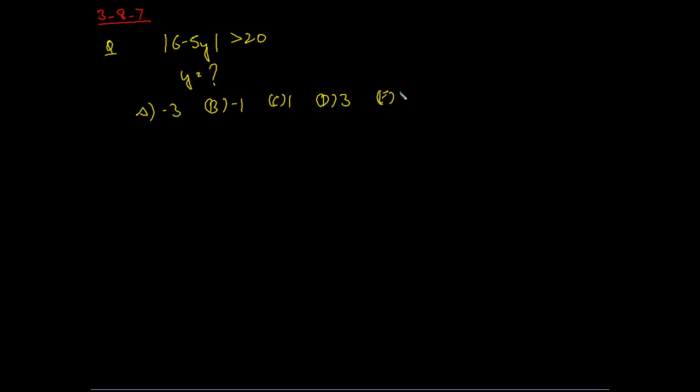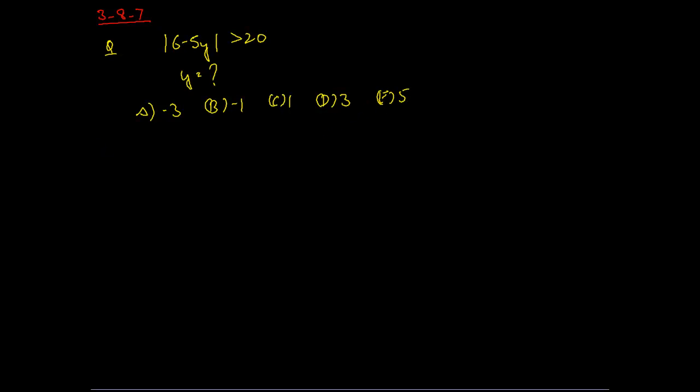Okay, this is test 3, section 8, question number 7. The question here talks about an inequality absolute value equation. A bad combination, but let's see. The question says the absolute value of 6 minus 5y is more than 20. Then what is the value of y? The answer choices are a minus 3, a minus 1, a 1, 3 and a 5.